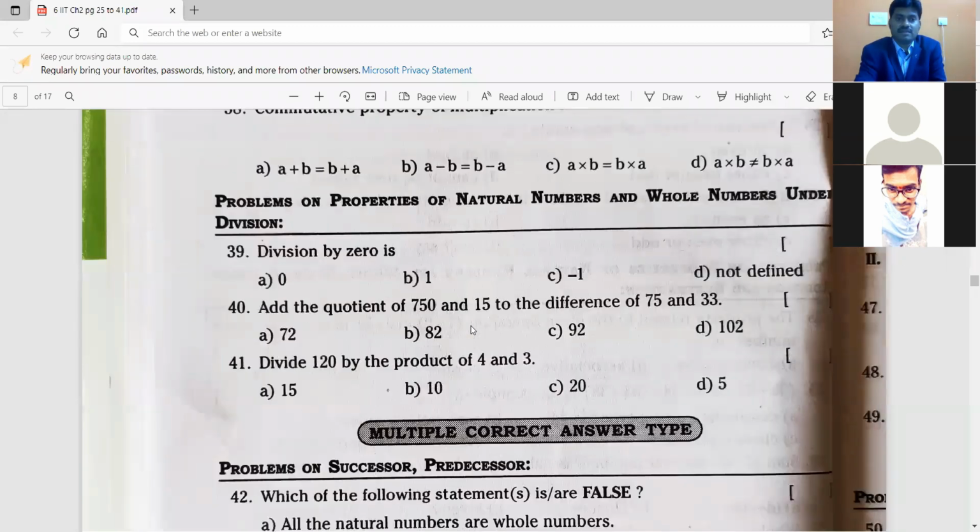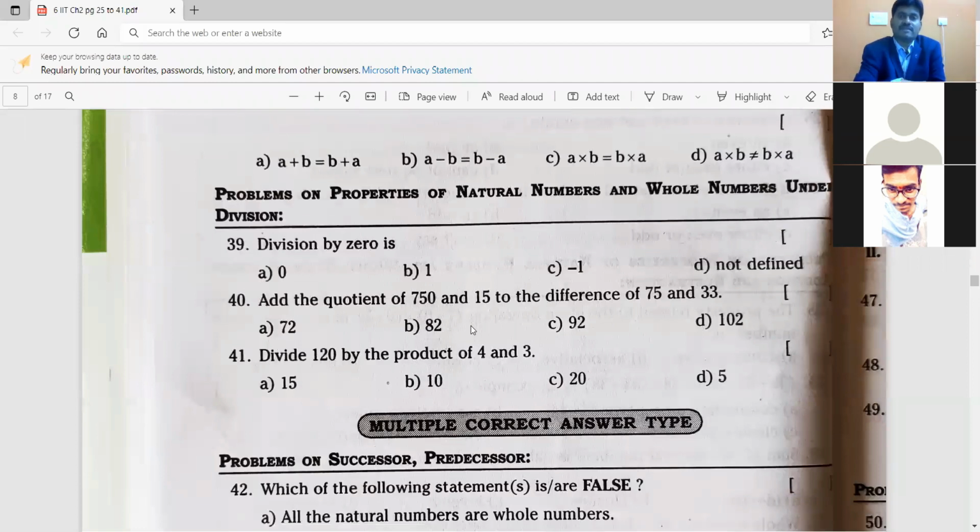Next, problems on properties of natural numbers and whole numbers under division. Division by 0 is not defined, right? A divided by 0. Next, add the quotient of 750 and 15 to the difference of 75 and 33. So let us do this sum on the board.